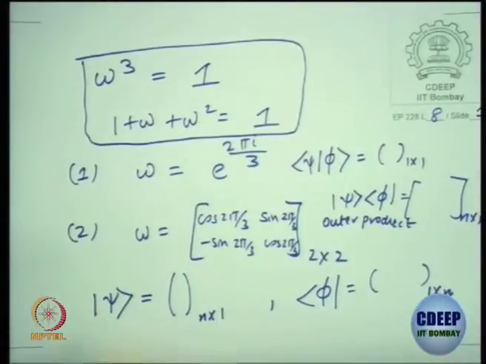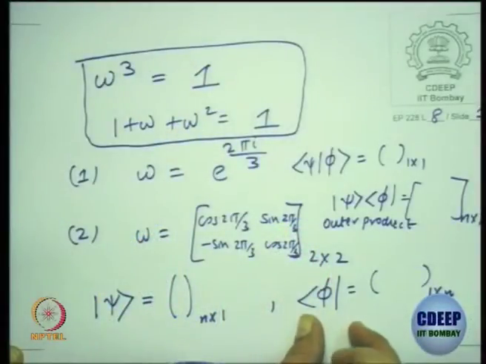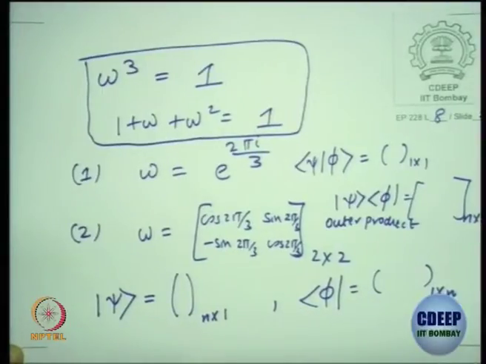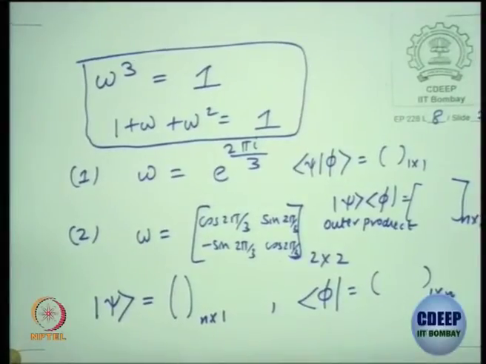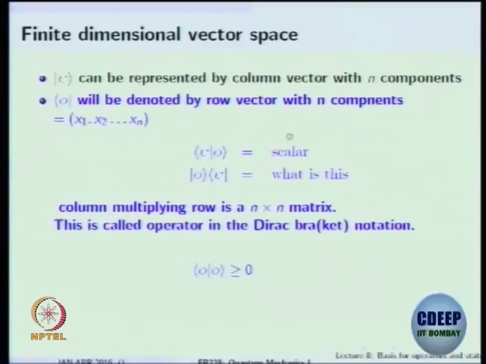So, this is the representation if you want. You can represent the ket vector in a finite dimensional vector space by a column vector. You can represent the dual vector, which is the bra, as a row vector. And this is what we are conventionally going to follow. For a finite dimensional vector space, we can play around with matrices. So, this is what I said, a column multiplying a row is the outer product, and that will give you an n cross n matrix.